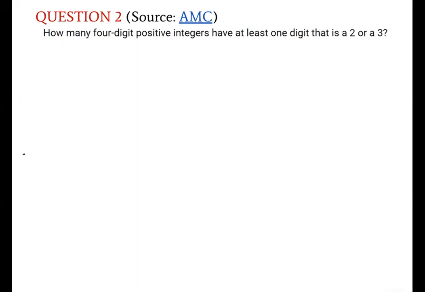Okay, question 2. Now we are asked to do a counting problem. For this problem we will use complementary counting. All you do in complementary counting is take the total number of possibilities and subtract what you don't want.